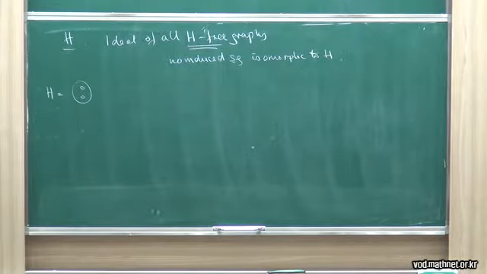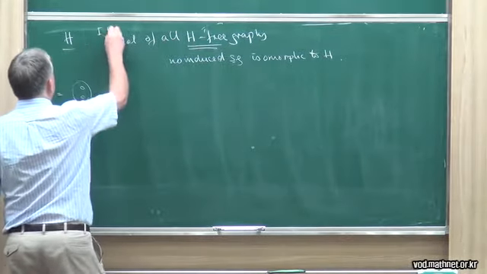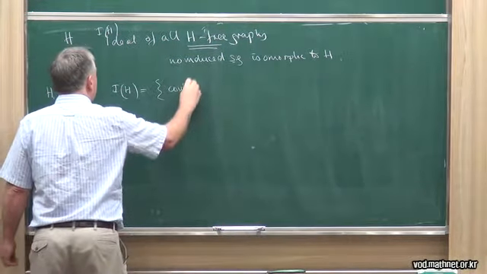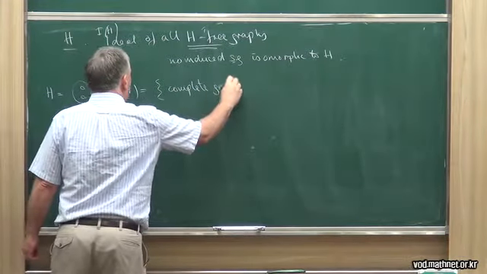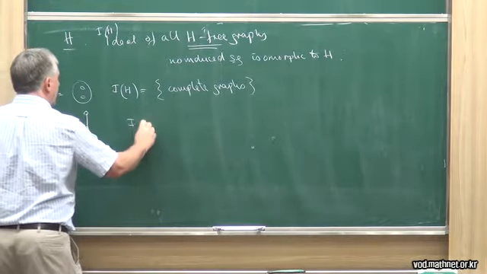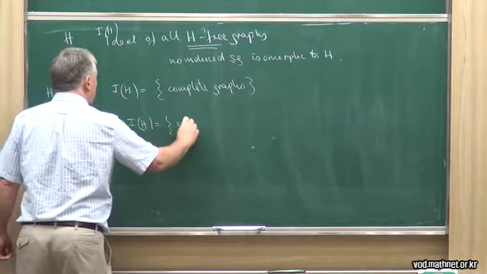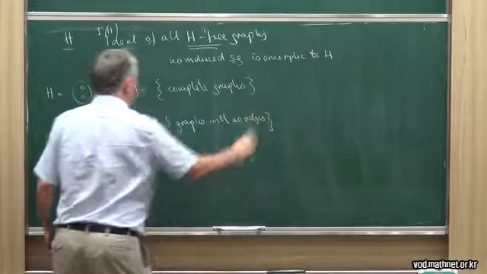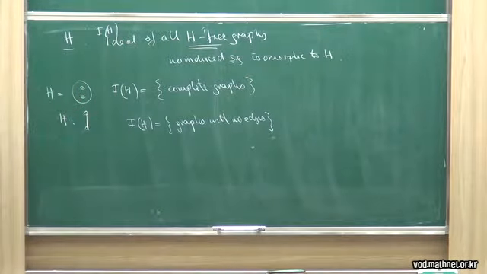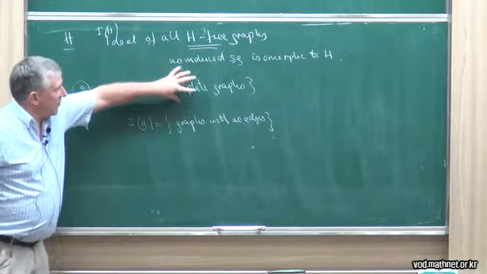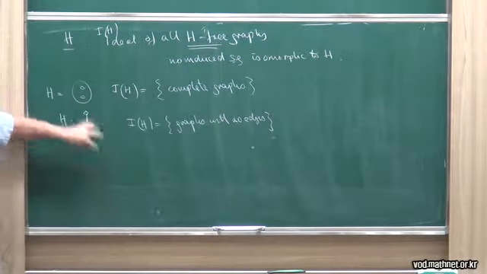Complete graphs, yes. So let's say I of H is the set of all complete graphs. And similarly, if H is this graph, it's the graphs with no edges. That's trivial. And notice that one nice thing about doing induced subgraphs is if you know the answer for one graph, you also know the answer for the complement. Because you just take whatever graphs here, you put the complements here, and that's the answer for the complement.